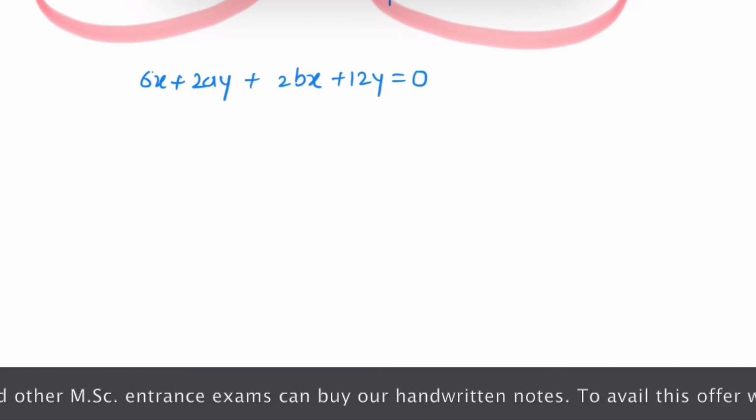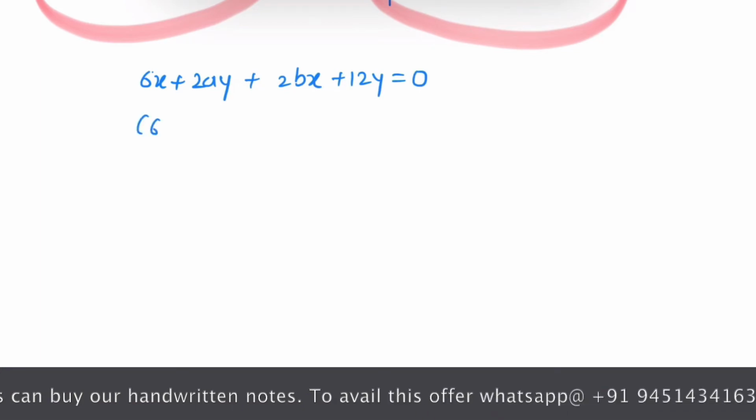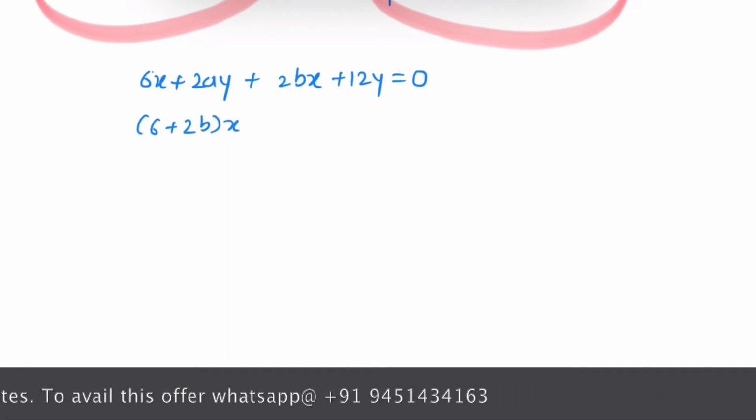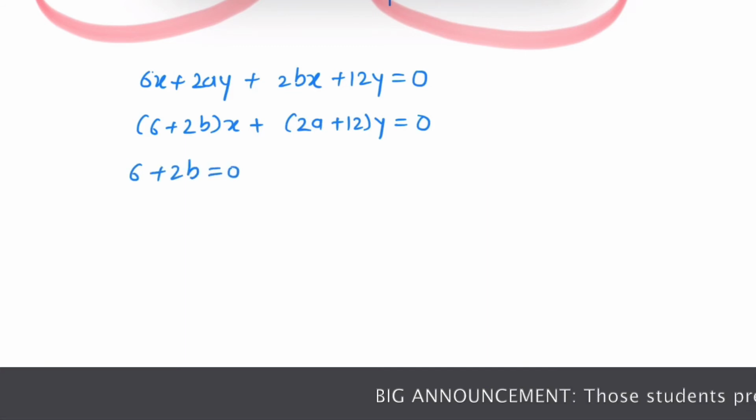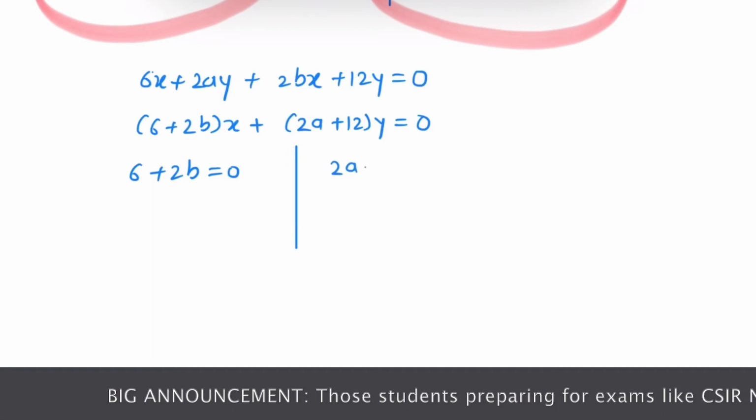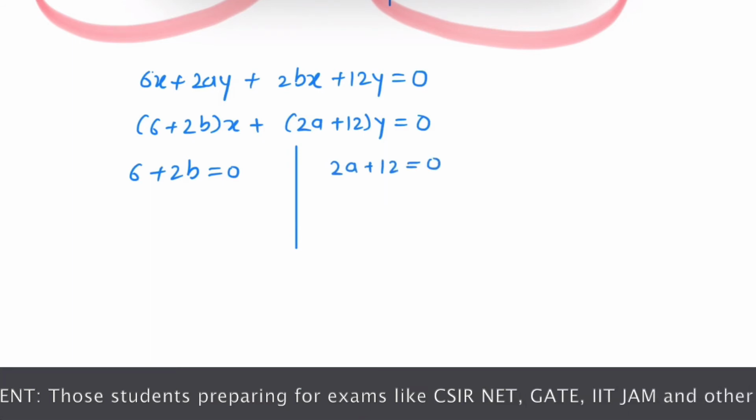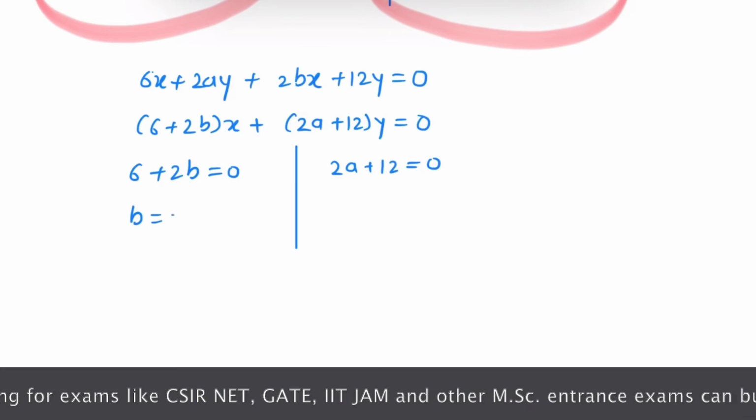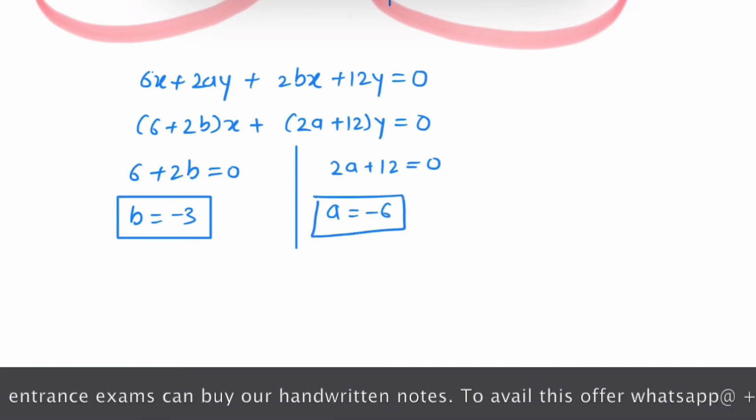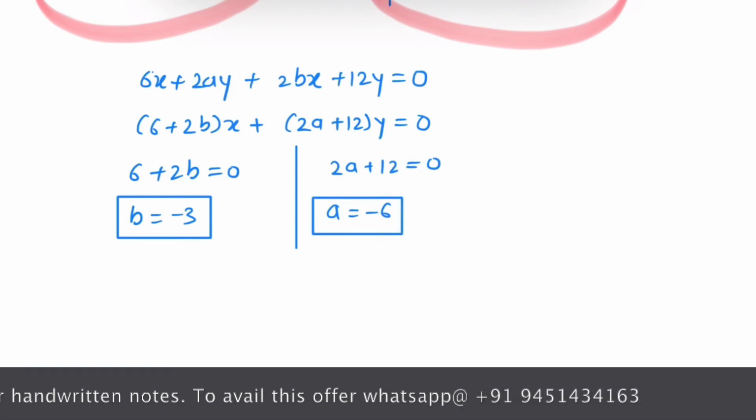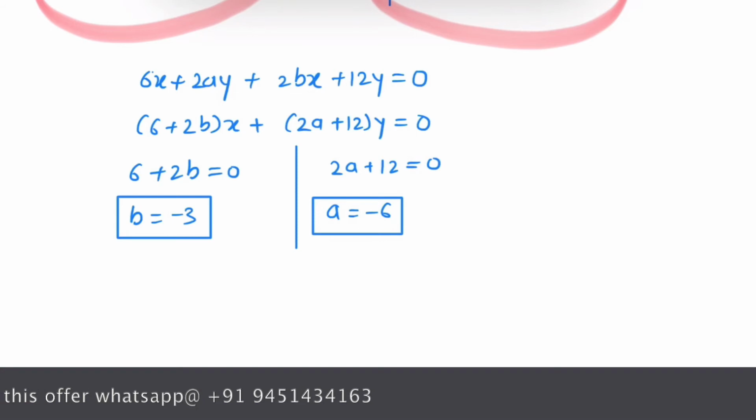Now separating x terms and y terms, we have (6 + 2b)x + (2a + 12)y = 0. On comparing we have 6 + 2b = 0 and 2a + 12 = 0. So from here b will be -3 and a will be -6. Now the only thing left to do is to find the function v(x, y), so let's find that.